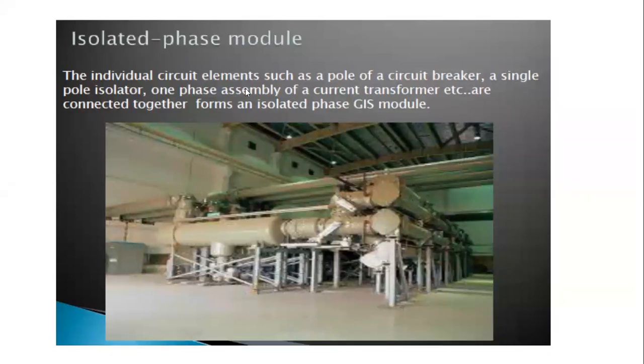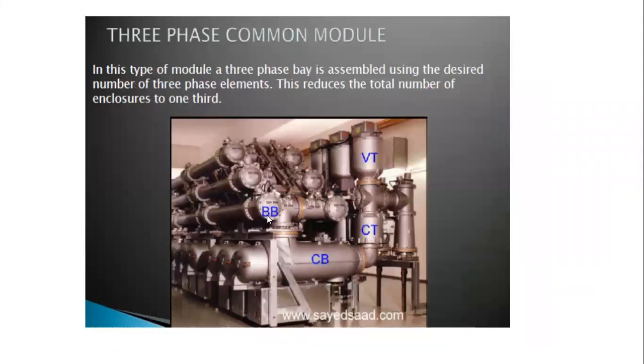This is the practical view of the isolated phase modules. In this case we are using single pole isolated equipment and also single phase current transformers. Next one is the three phase common modules. These three phases are combined together and then form a bay. Then it is called the three phase common module. Therefore it reduces the total number of enclosures.